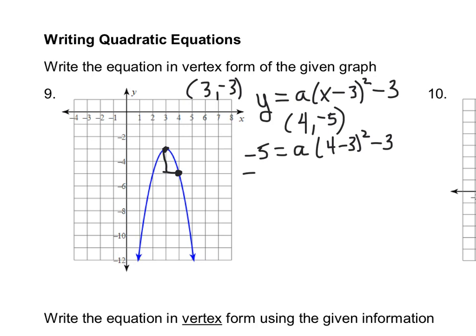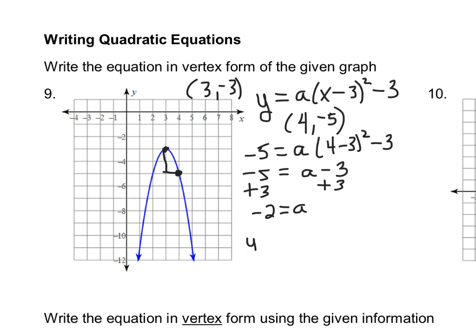Okay, so I have -5 equals, now 4 minus 3, that's 1. 1 squared is 1. So I have 1A minus 3. Now I'm going to add 3 to both sides. And when I do, voila, what pops out? My -2. So my A is -2. Now all I have to do is write my entire equation, including my A, and that's my answer.